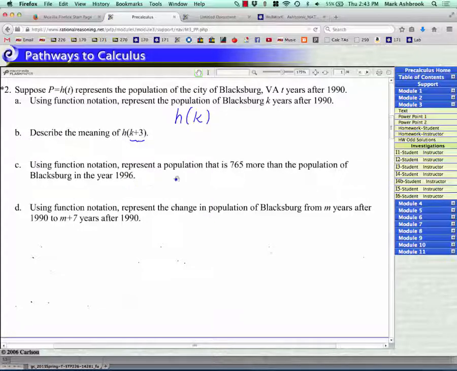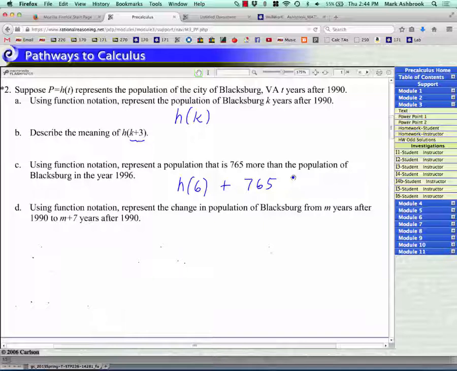All right, so a population that's 765 more than the population in the year 1996. Kate. Would be h of 6 close parentheses plus 765. This is what she wants. What do you think? That's right.